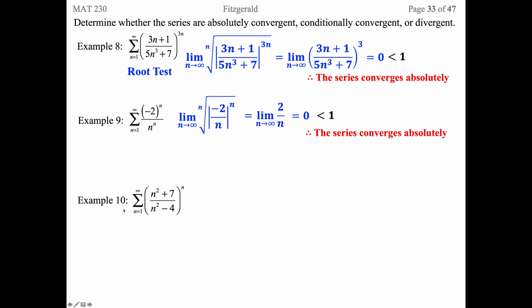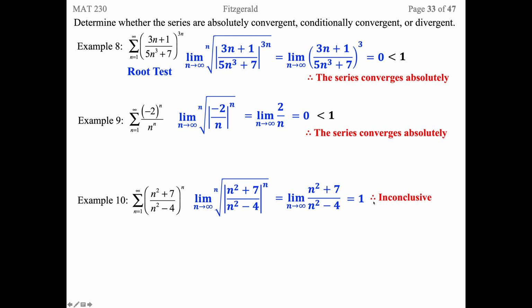Example 10. All right, we're going to use our root test again. The nth root of the absolute value of this fraction to the nth power cancels out. We have n squared plus 7 over n squared minus 4. So here the limit is going to be equal to 1. Your powers are the same, 1 over 1. So therefore this is inconclusive. We can't tell if it converges or diverges.